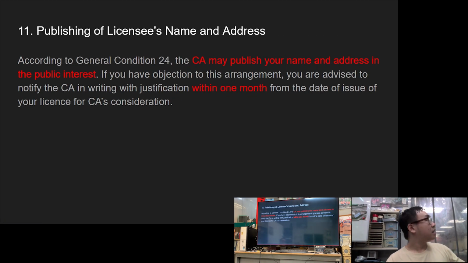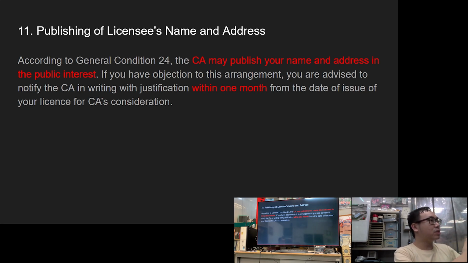And point 11, the publishing of the licensee's name and address. Okay, I really sent an email to OFCA, and the answer was saying that they don't know they have a system like this. And I just sent my email 2 days ago. So beware that you have 1 month to tell OFCA that you don't want OFCA to publish your address and name due to privacy reasons. Oh, actually, you don't have to tell them the reasons. Just say you want to hide your name within 1 month.